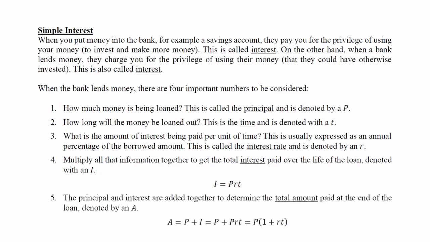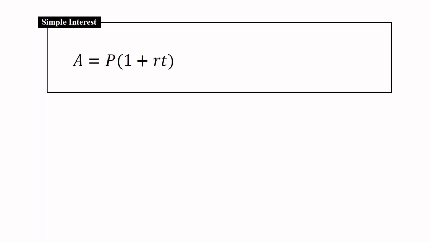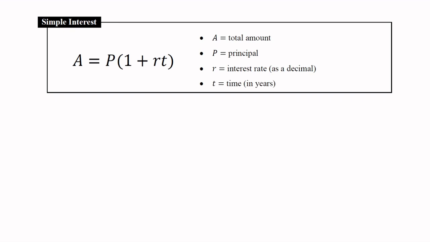The principal and interest are added together to determine the total amount that will be paid at the end of the loan, denoted by an A. So if we do A equals P plus I, but we know that I is PRT, and we substitute PRT for I, and then factor out a P, we have P times the quantity 1 plus RT. And that is going to be our formula for simple interest, where A is the total amount, P is the principal, R is the interest rate as a decimal, and T is your time. And your time will be in years.